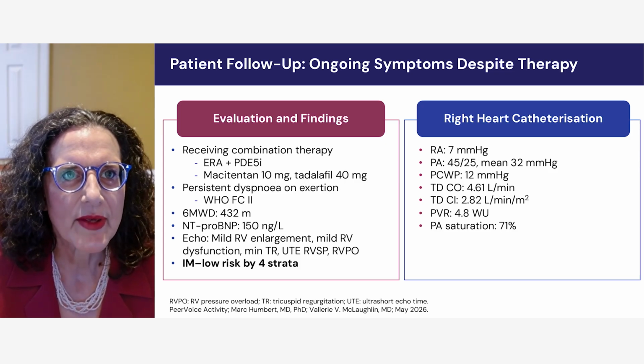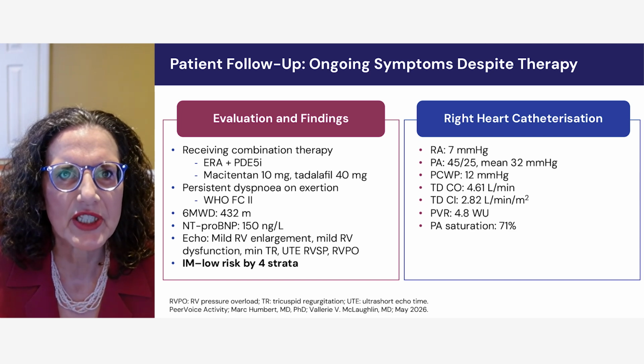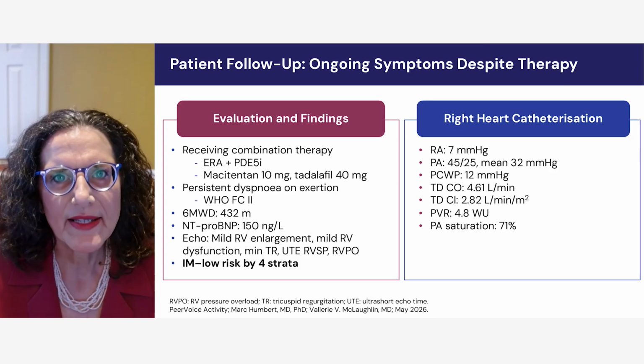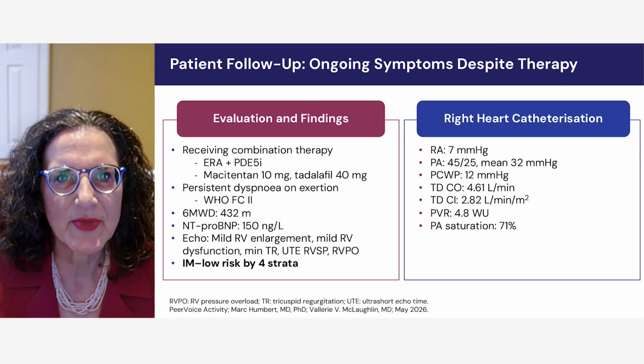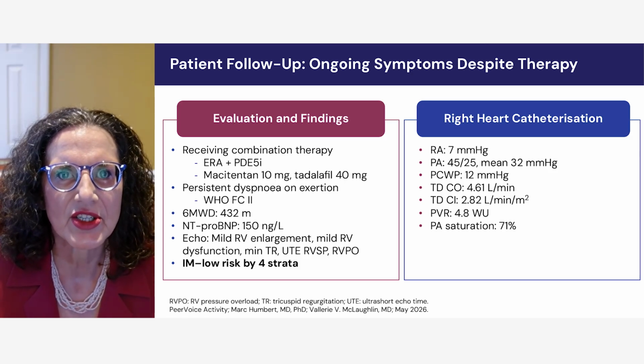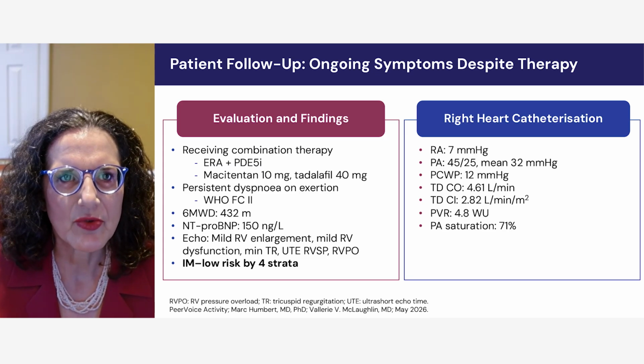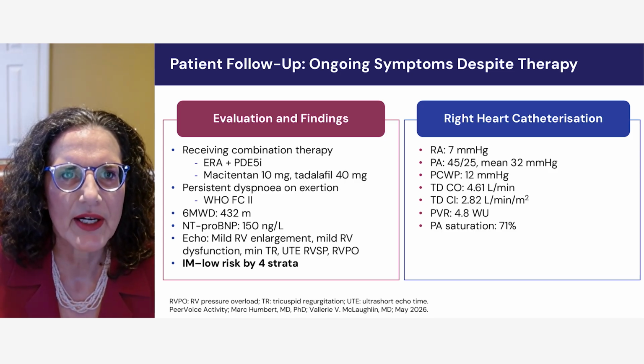Her echo demonstrated mild right ventricular enlargement and mild right ventricular dysfunction. So that's better than where it was. Her right ventricle has improved. As is sometimes the case, we could not estimate an RVSP in her because she had just minimal tricuspid regurgitation and the window was not good. She did have evidence of RV pressure overload. So when we put her information into the risk calculator, she comes out to intermediate low risk by the 4 strata, not quite where we want her to be.